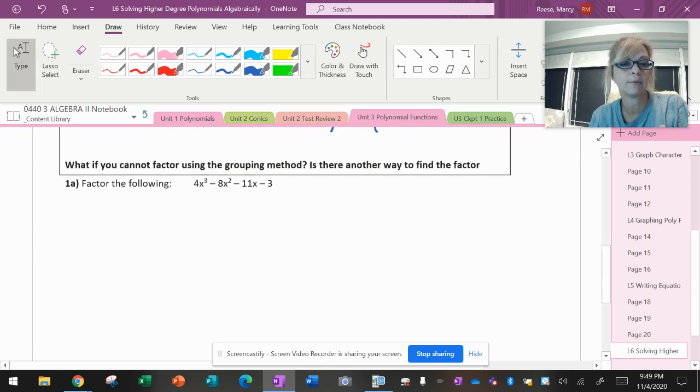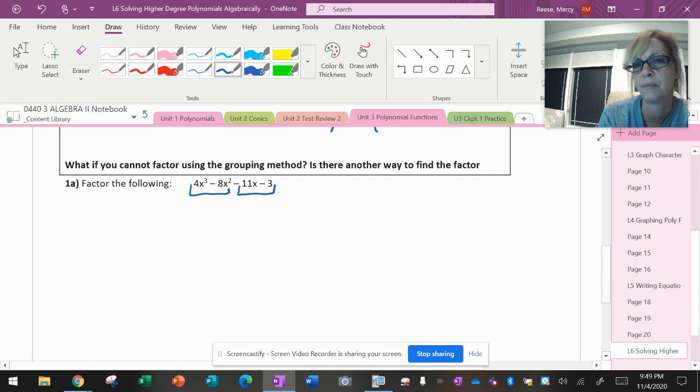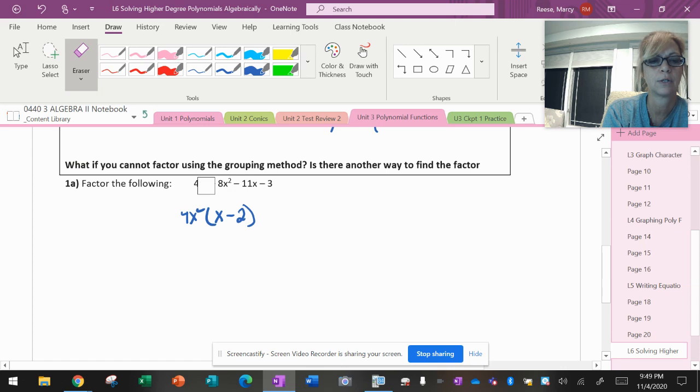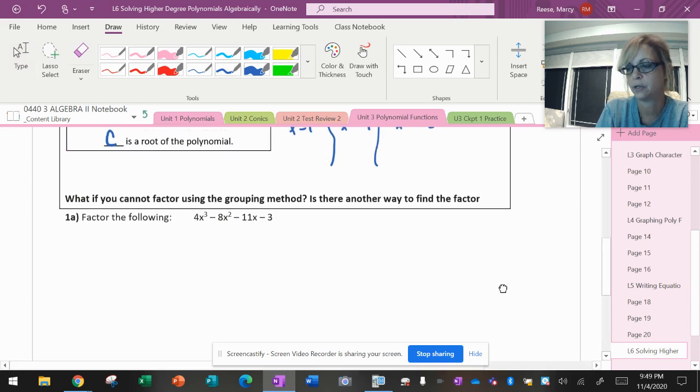So if I look at this problem here, 4x cubed minus 8x squared minus 11x minus 3, and I think, okay, there's 4 terms, so I'm going to try the grouping method. I'm going to try it because you really should try it. And I got 4x squared as what I factor out. And I look at this and clearly for that negative 11x minus 3, I can't factor that to match that x minus 2 because, oh dear, that did erase. Oops. So clearly it doesn't work.